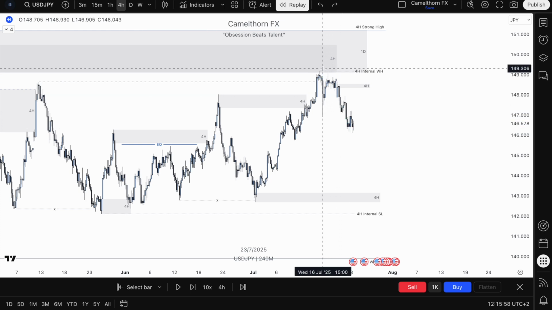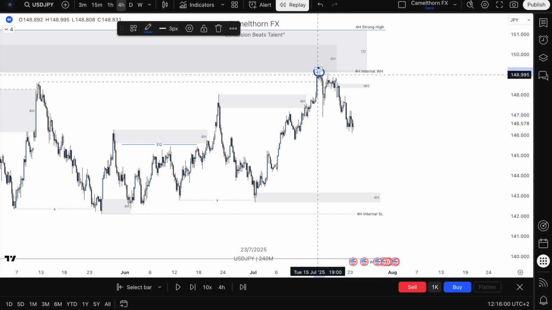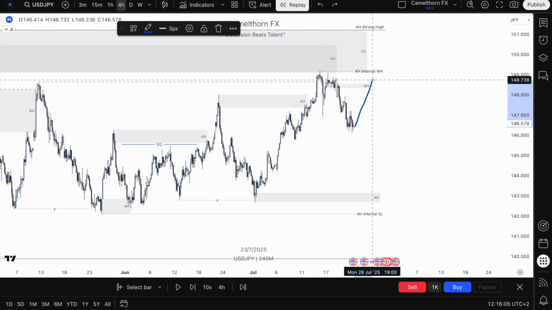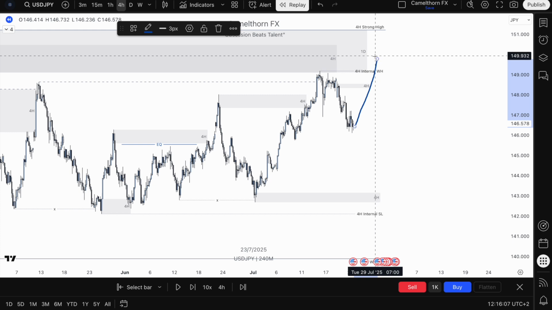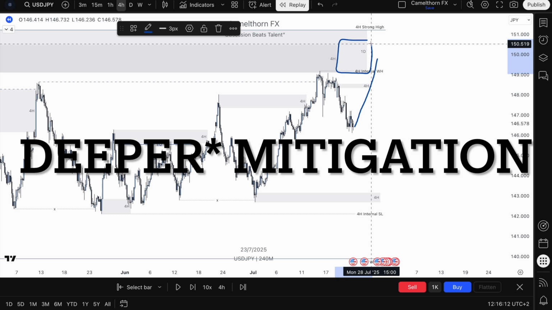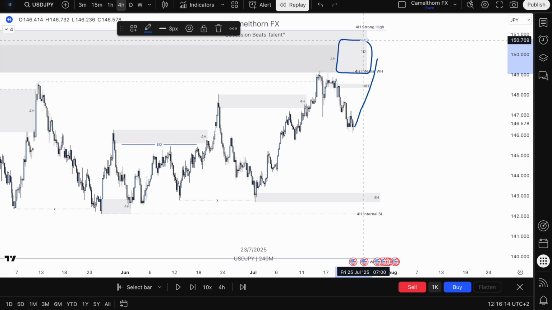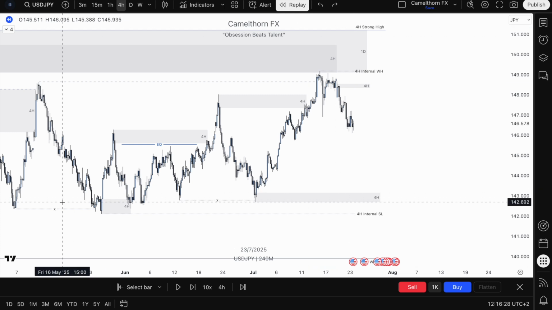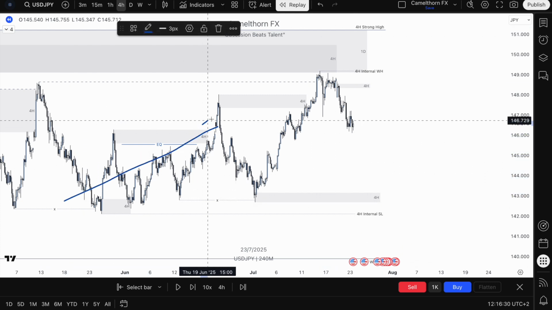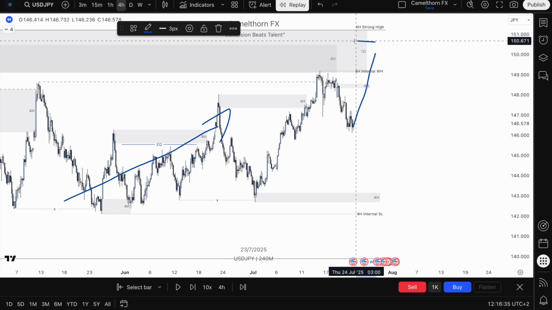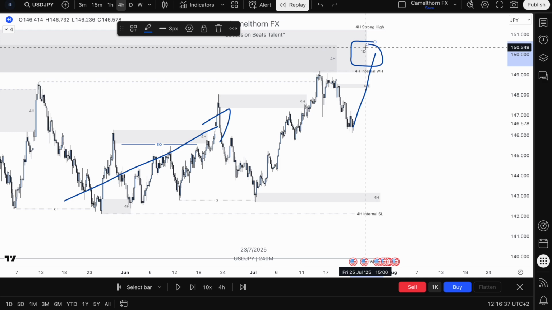Because of the very slight tap mitigation of daily supply, I was anticipating another push to the upside to potentially help facilitate a mitigation of this daily supply zone. And so effectively, I was looking to take a counter 4-hour trend buy trade to trade in line with the 4-hour pullback phase, hoping to see a deeper mitigation of this daily supply.